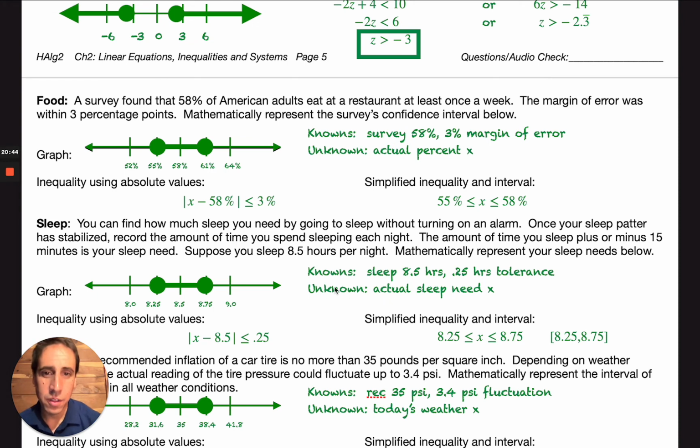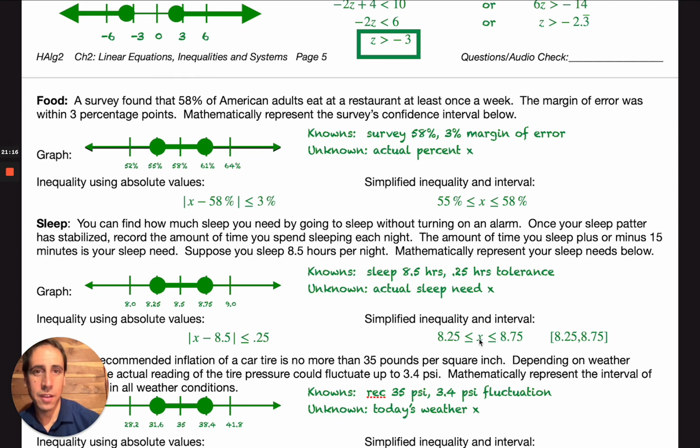What is unknown? The unknown is your actual sleep need, which is X. So this is the one data point, and your actual biological sleep need is very close to it, but we don't know exactly what it is. It'll just be X. If you were to graph that, here's your data point, 8.5, and the margin of error, the tolerance, the wiggle room you've got is 15 minutes in either direction. So that's a quarter of an hour. Your actual biological need could be as high as 8.75, or it could be as low as 8.25.